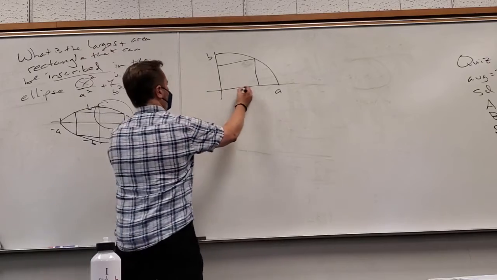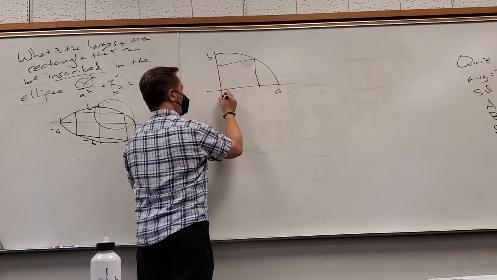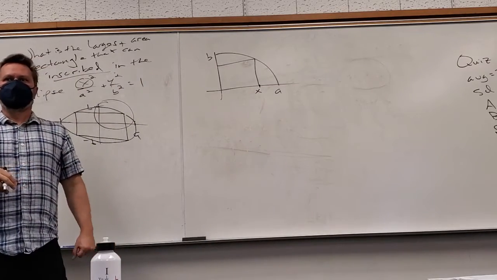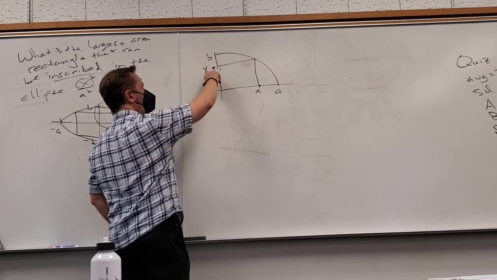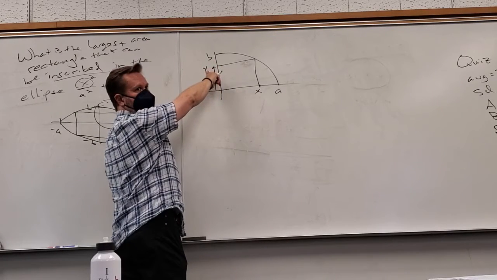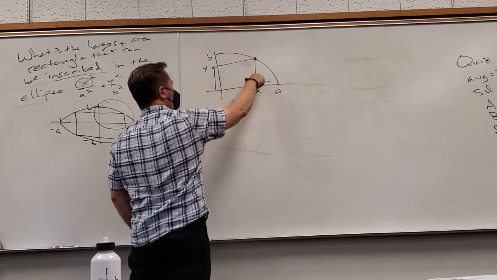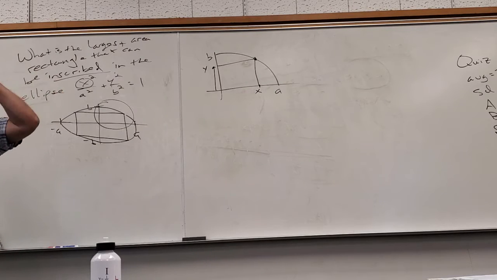So how long is this side? Almost by definition, how long is this side? That's right, it's x. And how long is this side? Y. And we can be better than this. Can y be anything it wants to be? Doesn't it have to be the y that goes with that x? Yes? So this is just like what we did earlier. Can you guys tell me what that y value is in terms of x?